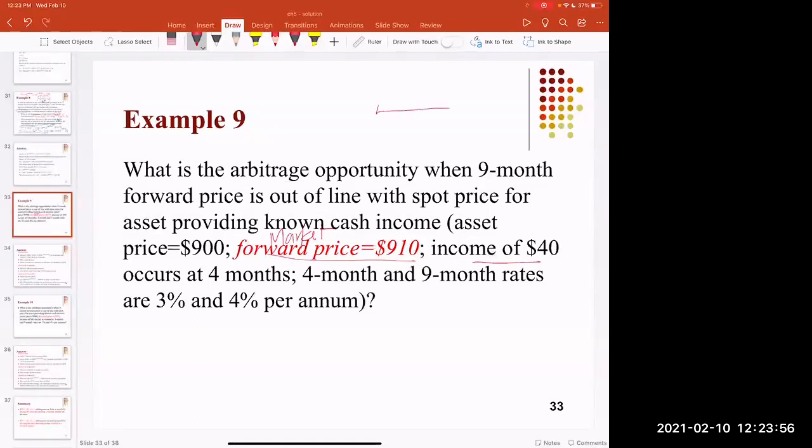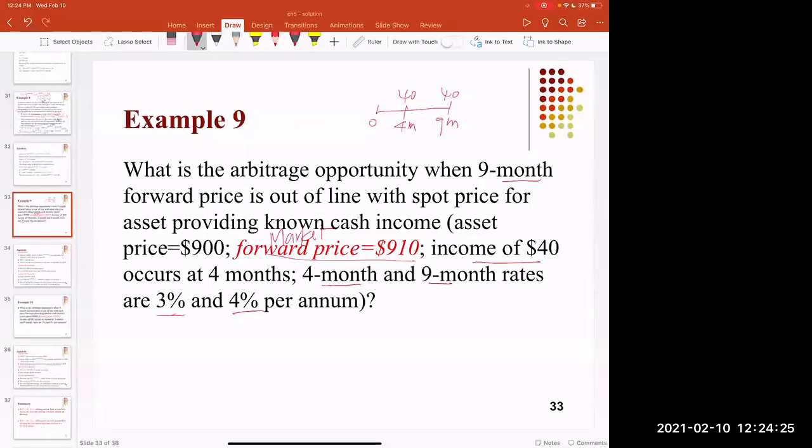So if you draw the timeline, 4 months and 9 months, the contract is 9 months, so 9 months is at the end. And you have a $40 income. The interest rate is different for different months: 4 months, 3%; 9 months, 4%. It asks what the arbitrage opportunity is.